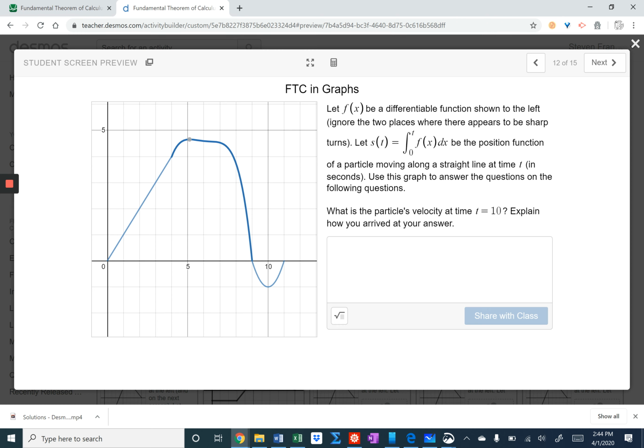S of t is the integral from 0 to t of f of x, the position function of a particle on a straight line. t is in seconds. We want to use this graph to answer the questions. What is the particle's velocity at t equals 10?